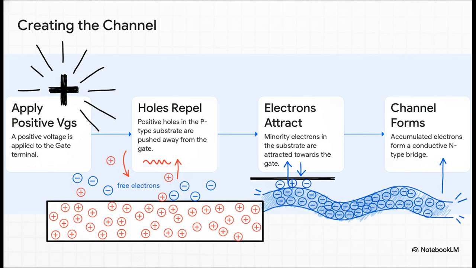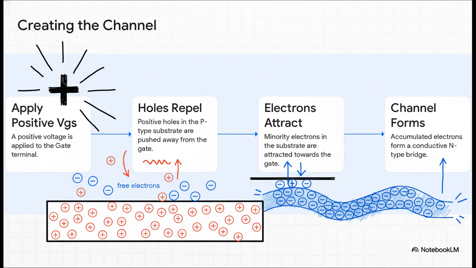This is where the magic happens. We apply a positive voltage to that metal gate. Now remember, opposites attract and likes repel. That positive voltage does two things at once down in the P-type silicon. First, it pushes away all those positive holes. At the same time, it attracts the few free electrons that are just kind of hanging around in the material.